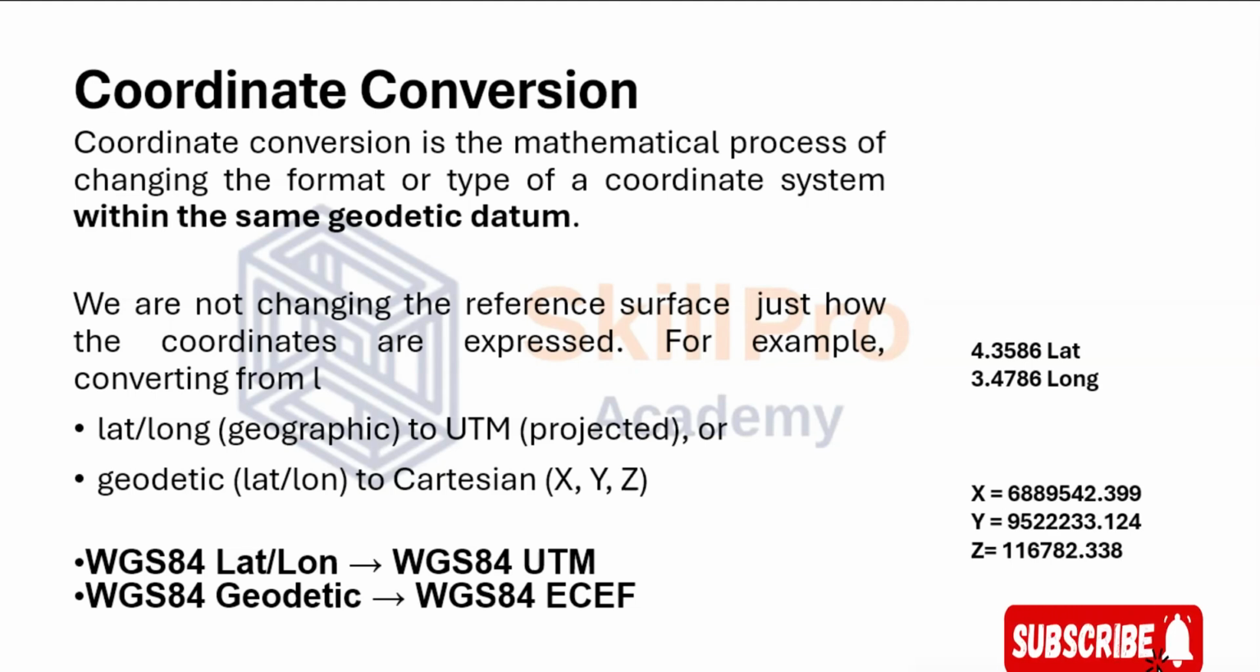For example, I want to convert from longitude and latitude to UTM on the same ellipsoid, that is WGS84. Any conversion I'm doing on the same datum is called coordinate conversion. For example, I have latitude 4.3562588 and longitude this. It is on WGS84 definitely. If I try to convert it to UTM or space rectangular or Cartesian coordinate system on the same WGS84 ellipsoid, then it is called coordinate conversion.